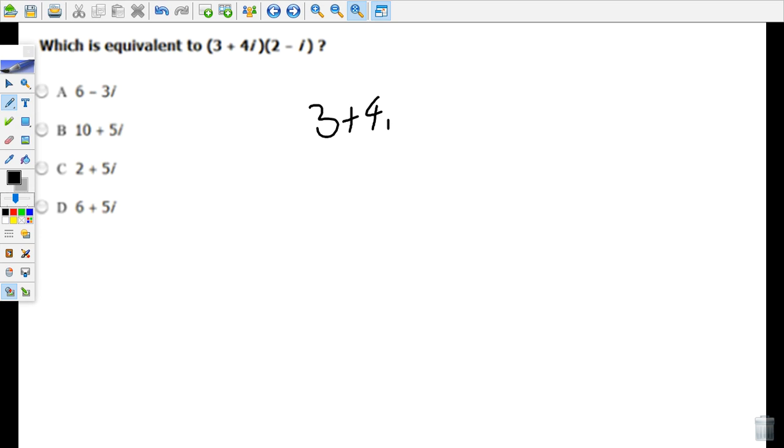Alright, this one, which is equivalent to 3 plus 4i times 2 minus i. So what are we doing here? Well, we're not adding them because there's no plus sign. We're not subtracting them because there's no minus sign in between. There's no sign in between them, which means we are multiplying them. Now we've already done this in one of the previous questions, but we're just going to multiply these out. So that means distributing.